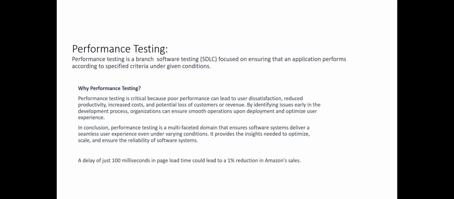After this case study was published, everyone started understanding the impact, even of this small 100 milliseconds. People became cognizant of the impact that this can have on the overall business revenue. This led to giving significant importance to the performance testing and performance engineering discipline.